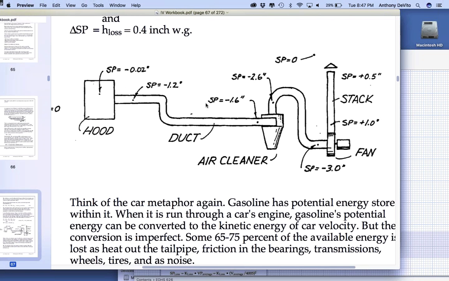Right? So now you put a filter in the way. A filter's an even bigger impediment. So in order to keep 1.2 inches there, now you have to make up for the loss through this filter, and you have to generate negative 2.6 inches there.